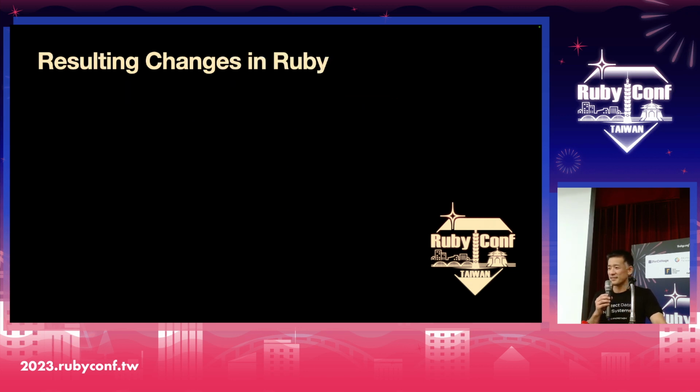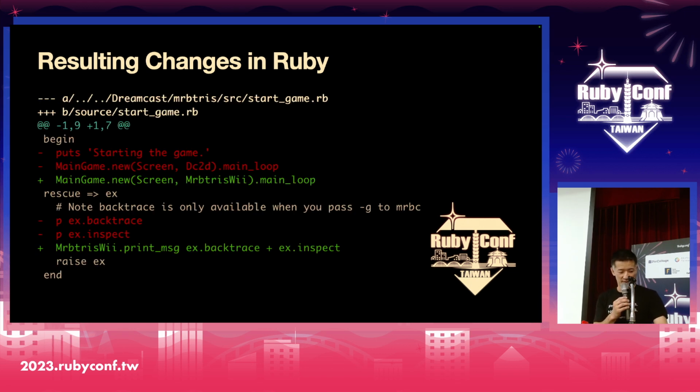So after all these changes, you might be wondering, what changed in Ruby? Well, not a lot. So this is the first page. I removed puts and p because those are used in Dreamcast emulators for printing to the console, and I do not have that in Wii emulators or Wii. And I changed the class name in the first green line. In the second green line, instead of using the p method, I changed it to a method I implemented called print message that prints to the screen.